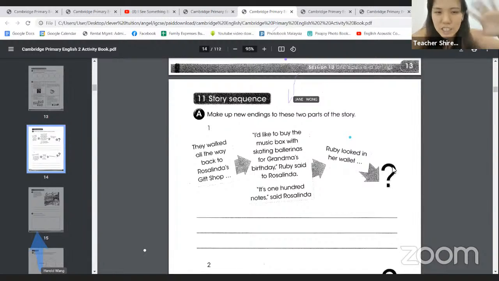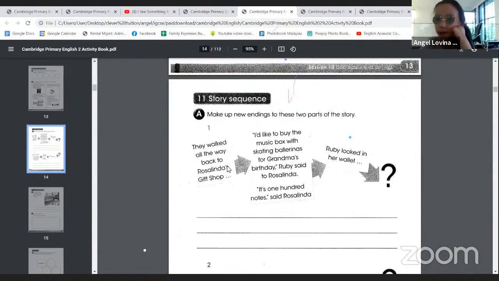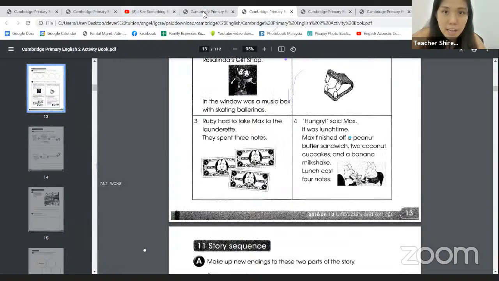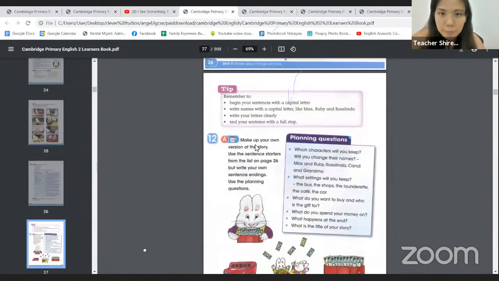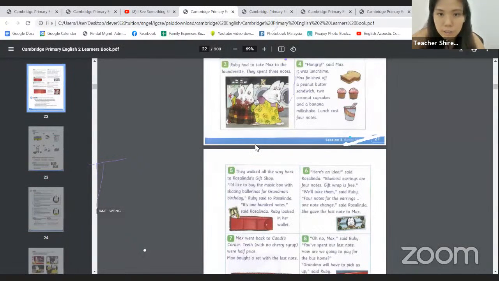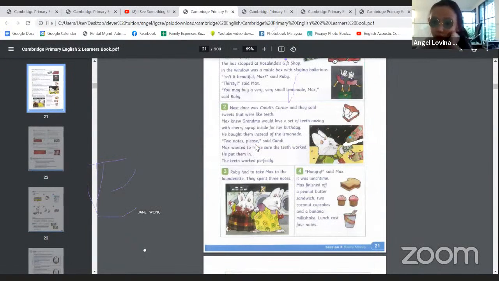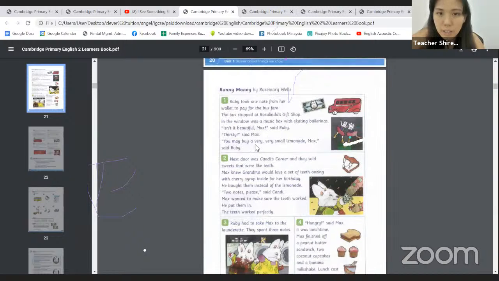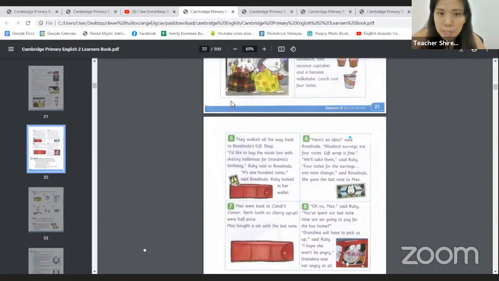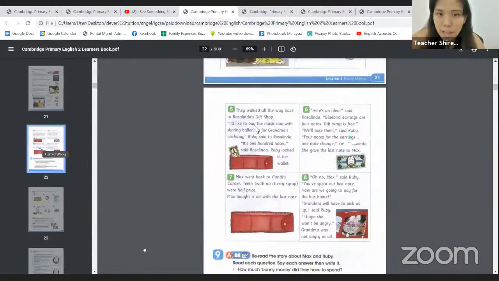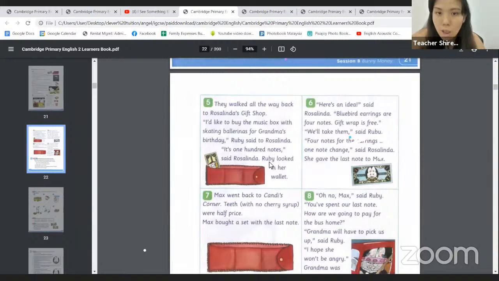So now, who wants to try to change the story sequence for A? Okay, go ahead, Angel. Tell me, what's your story? Okay, now it's the bunny part. Let me show you the bunny. Okay. Change that one. Now this is what we are doing, okay? Okay, now Bunny went back to the gift shop and she would like to buy the music box. When she looked into her wallet, what happened, Angel?